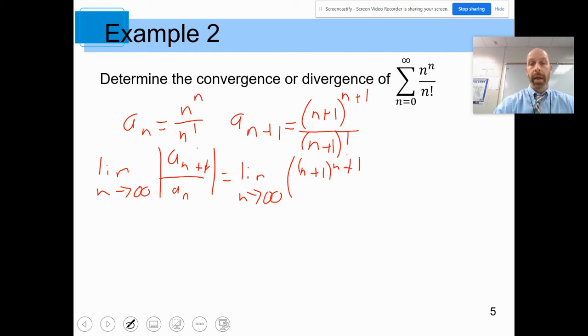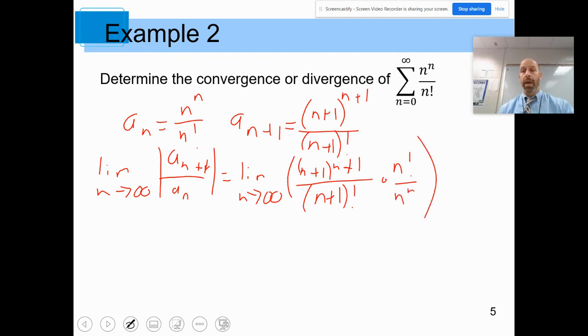And we need to divide that by n plus 1 factorial. Instead of dividing, I'm going to multiply by the reciprocal. So the reciprocal of the a sub n term is going to be n factorial over n to the n. Now, not a whole lot cancels here initially. So we have this n plus 1 factorial, which is the same thing as n plus 1 times n factorial. So the n factorials will cancel.